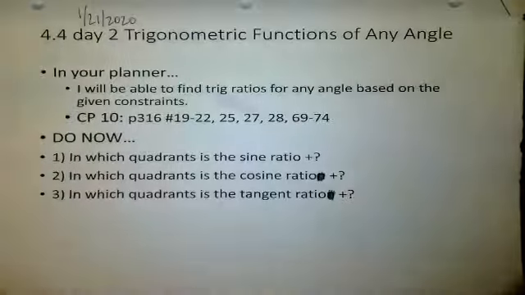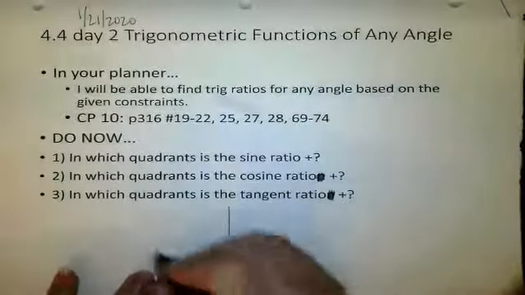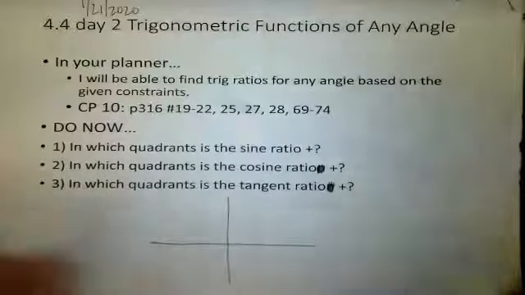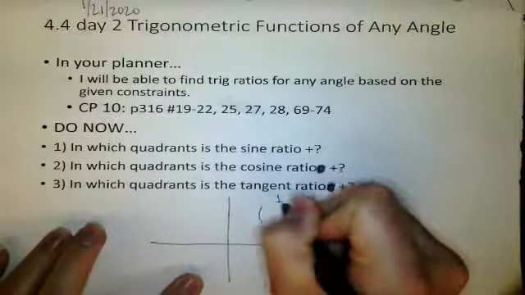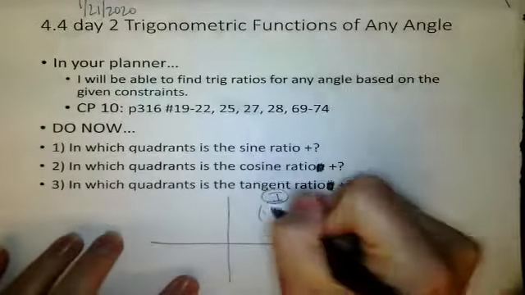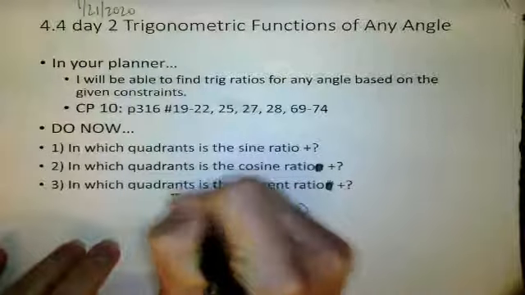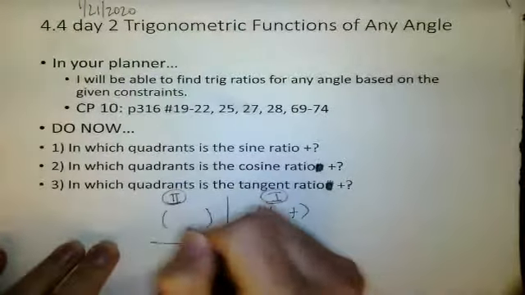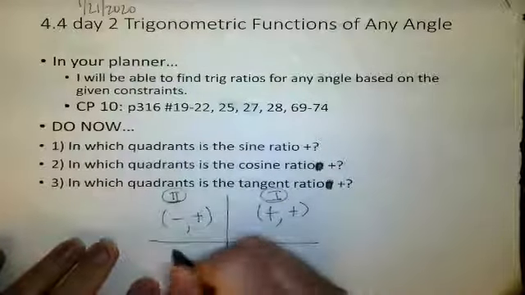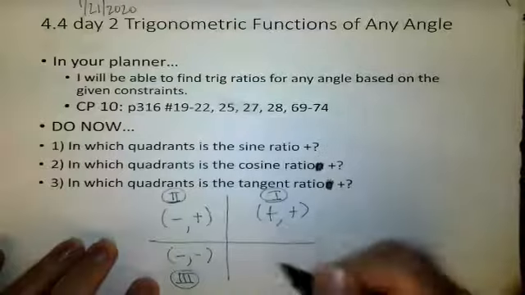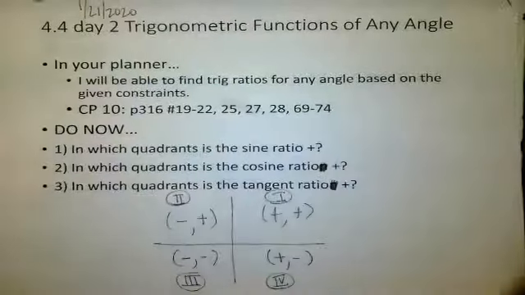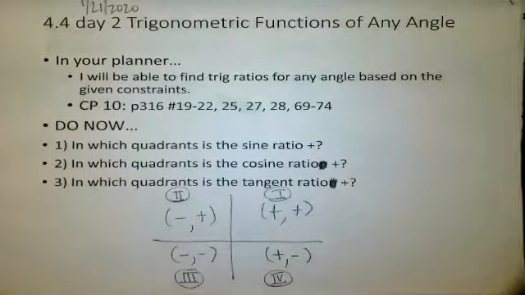I think probably the easiest and best way to think about this is to think about a coordinate plane and really thinking about ordered pairs. In quadrant 1, what are the signs on an ordered pair? Positive, positive. And in quadrant 2, what are the signs? Negative, positive. And in quadrant 3, we have the signs negative, negative. And in quadrant 4, we have positive, negative. Okay. You're with me now, right?